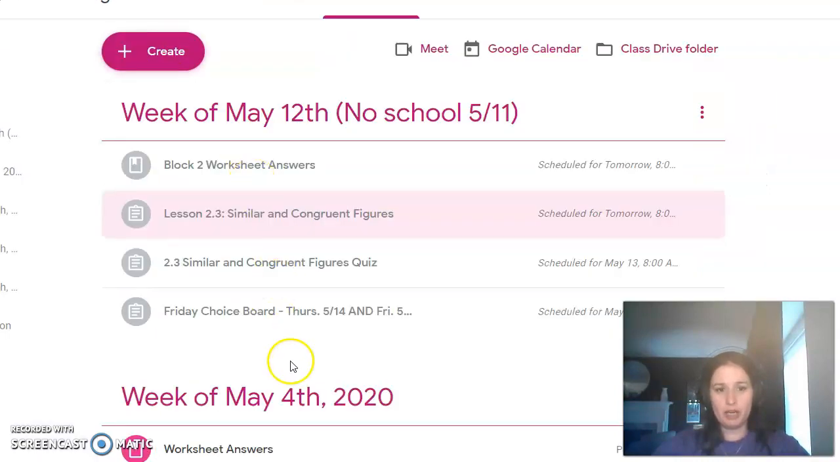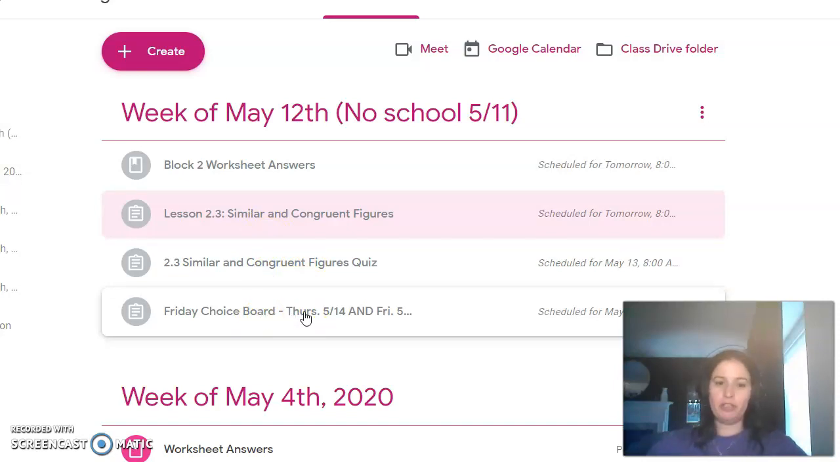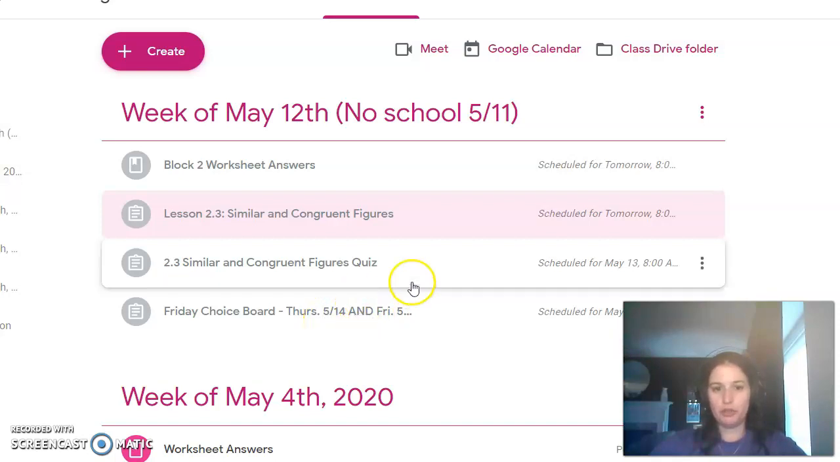The next thing I want to go over is your Friday choice board. I'm actually giving you 2 days for your Friday choice, so we'll start on Thursday and Friday. If you need Thursday to take an extra day to go over 2.3 before you take the quiz, that is just fine. You can have that extra day and then only do your Friday choice on Friday instead of doing 2.